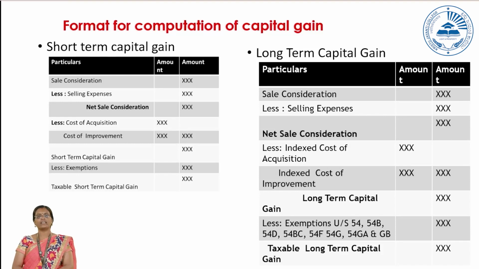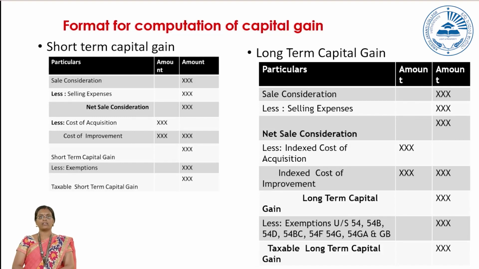So once you deduct the indexed cost of acquisition and indexed cost of improvement, you arrive at long-term capital gain. After which, if you have invested your money into any other new assets, or in order to buy a new property or any other capital asset, you get to claim deductions under Section 54 and its subcategories as mentioned, and the remaining balance, if there is any, will be called long-term capital gain. So these are the predominant formats to be followed in order to compute a short-term capital gain and a long-term capital gain. Please remember that indexation value, that is cost inflation index, is computed only for long-term capital gains. It could be a financial asset or a non-financial asset in nature.